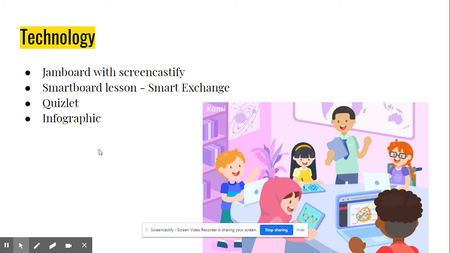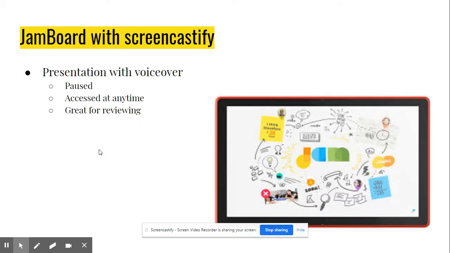Some of the technology that I thought would work was Jamboard with Screencastify, Smartboard lesson from Smart Exchange, Quizlet, and an infographic. The Jamboard lesson with Screencastify is basically a presentation with voiceover. Students can pause it at any time, it can be accessed anywhere, and it can definitely be used for reviewing.